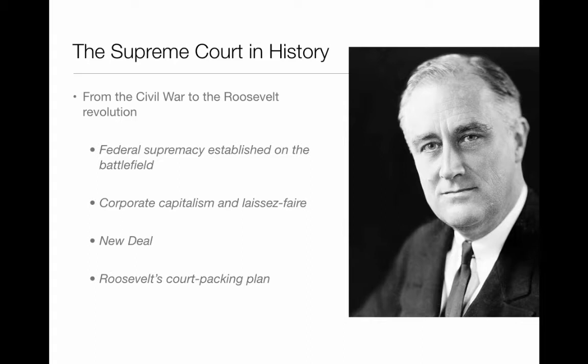One key example, and I should have put it on the screen, but it's not up there right now, is the United States versus E.C. Knight Company of 1895. That's the United States government versus E.C. Knight, as in Knight in Shining Armor Company of 1895, which was a sugar monopoly, right? That's to say that most of the sugar in the United States, the price of it was being controlled by this company. The American Sugar Refining Company, as it was known.